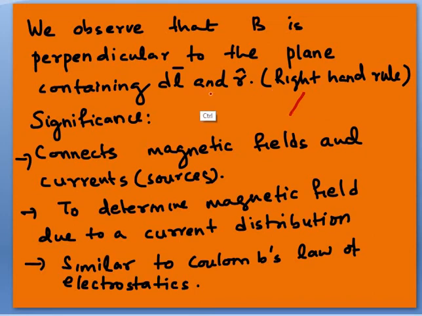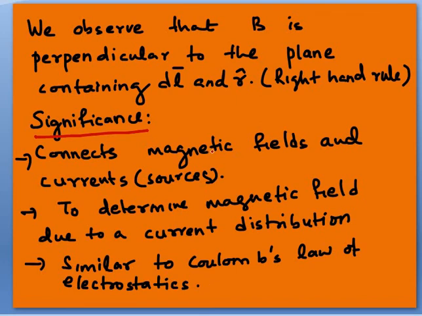Now, what is the significance of this law? Why are we learning this law? Because it connects magnetic fields and currents, which are their sources, that is the source of the magnetic field. Again, it determines the magnetic field due to a current distribution. It has a vector product. That means if we have a current distribution, we can find out its magnetic field using Biot-Savart's law. And it is similar to Coulomb's law of electrostatics.